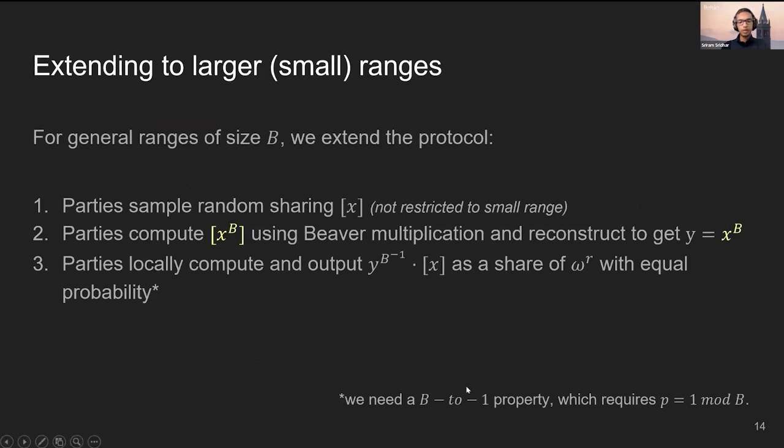For this, you need a b to 1 property instead of a 2 to 1 property, which requires that p is 1 mod b. So this is a stronger condition than what we had before. For instance, if you want b equal to 52, then your prime field must satisfy p is 1 mod 52, which is not necessarily true for most fields, but it turns out to be true for b equal to 56.